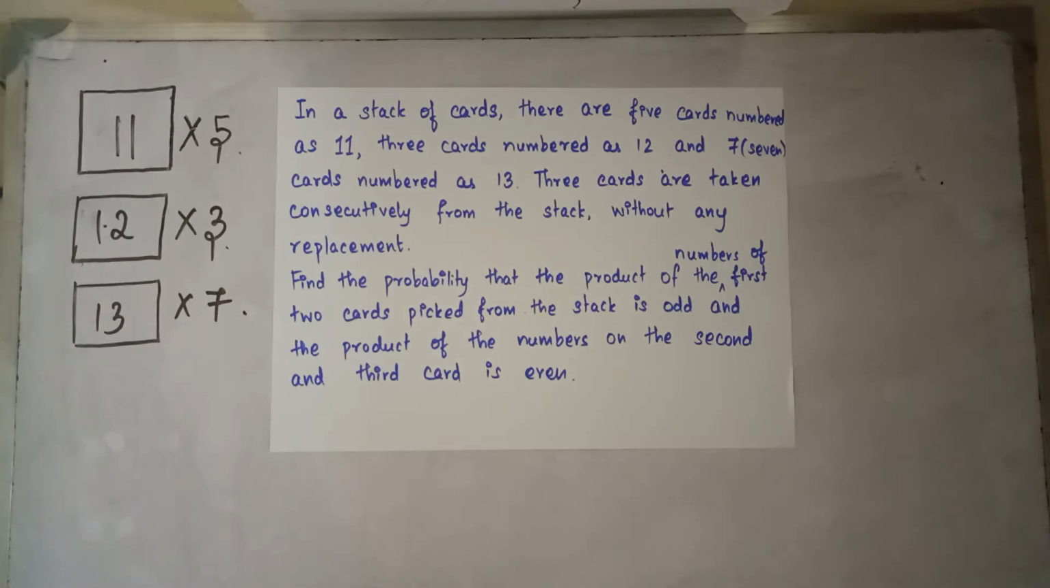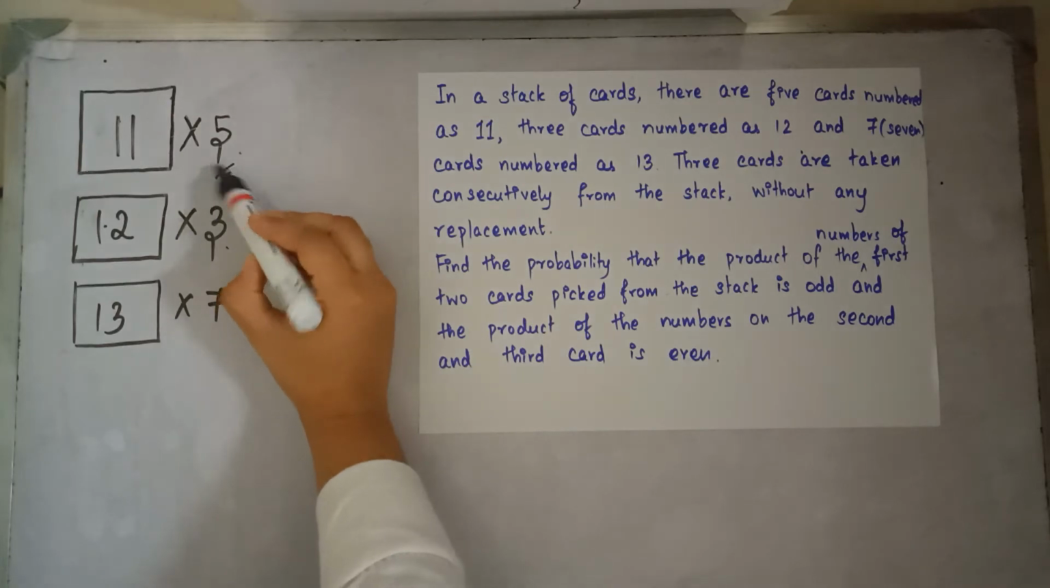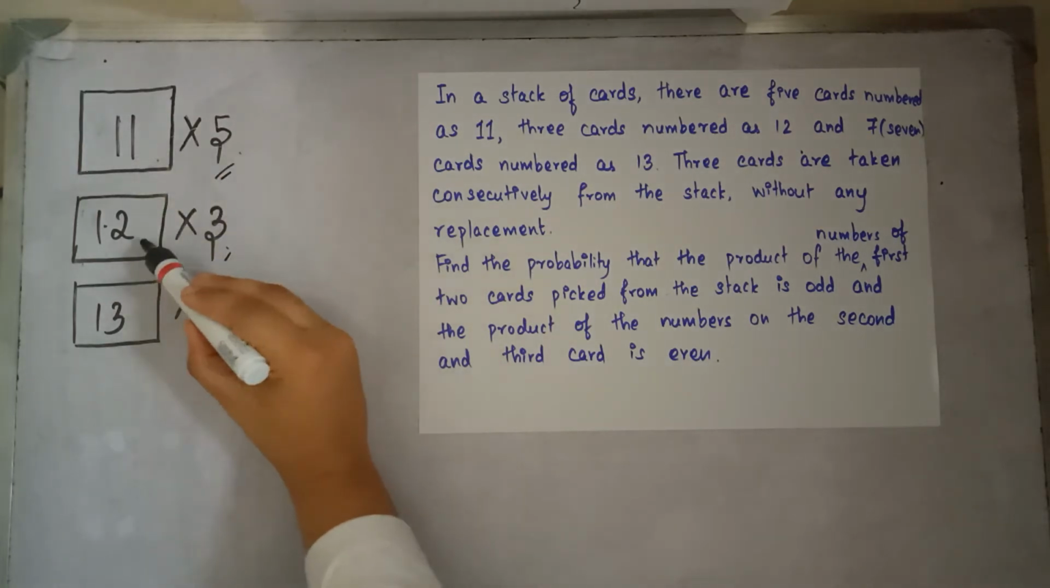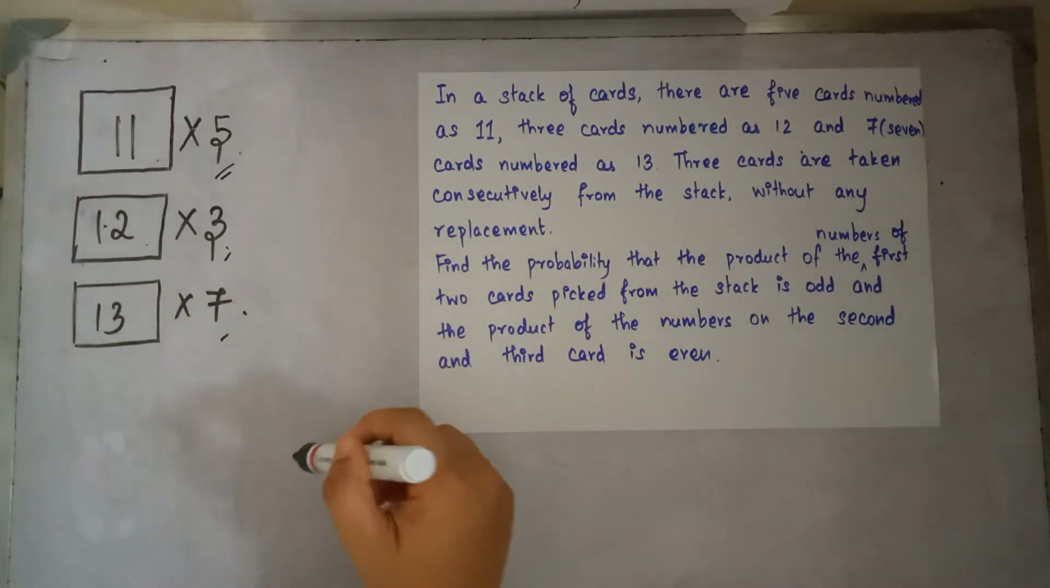Okay, so I'll explain the question. There is a stack of cards, and in that stack, 5 of them are numbered as 11, 3 are numbered as 12, and 7 cards are numbered as 13. So we are taking 3 cards consecutively without any replacement.